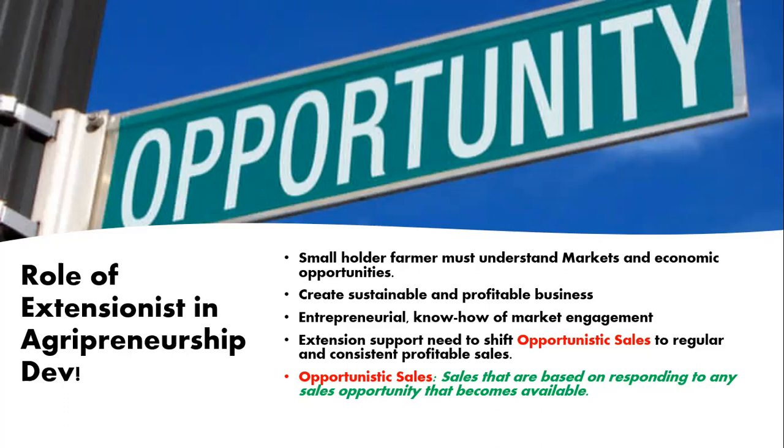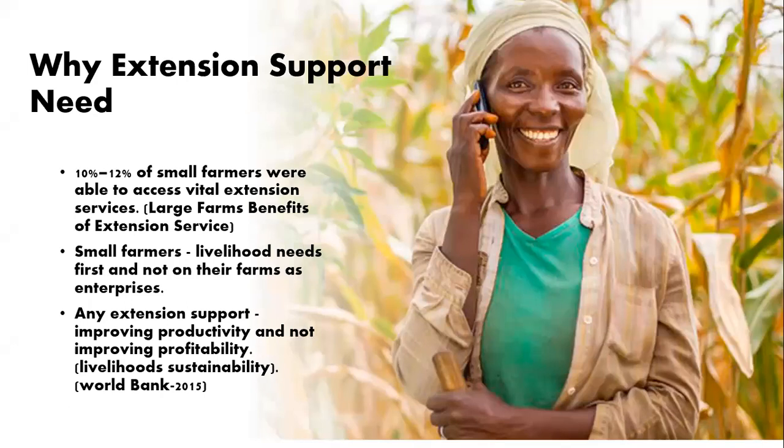So these are the main few roles to be played by extensionists in the development of agripreneurship, right? Understanding the market and economic opportunities, the development of sustainable and profitable businesses, and market engagement, the know-how of how smallholders engage with the markets, right? This guideline should be given by the extensionist, and the opportunistic sale should be converted into consistent, profitable sales. So at the ad hoc manner or at the time of selling, it has to be converted to continuous sales. So these are the roles to be played by the extensionist.